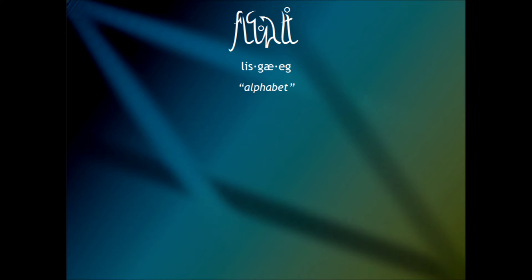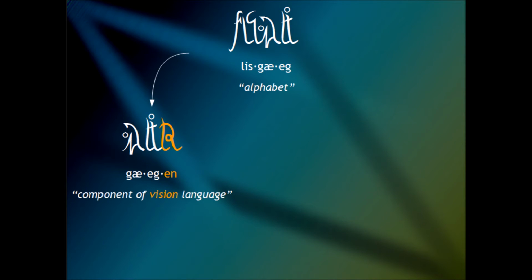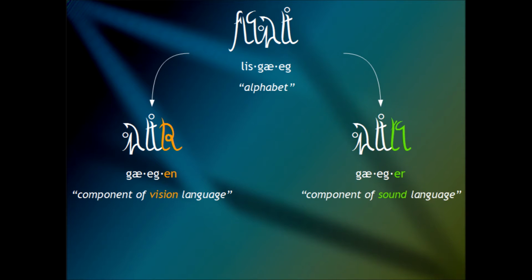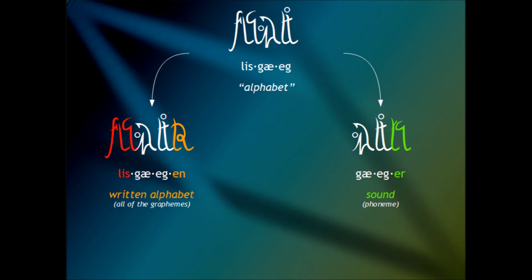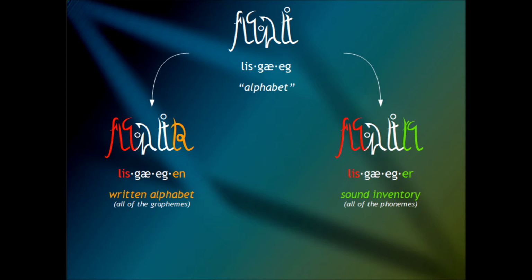Within the alphabet, we can choose to focus on the gai-egen, which means component of vision language, or gai-eger, which means component of sound language. In other words, gai-egen means grapheme or letter, gai-eger means phoneme or sound component. If we prefix the root lis again, we'll designate the entire inventory rather than one component. So, lis-gai-egen, the written alphabet, lis-gai-eger, the sound inventory.